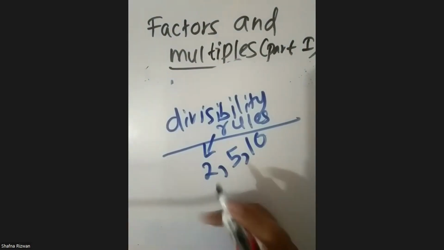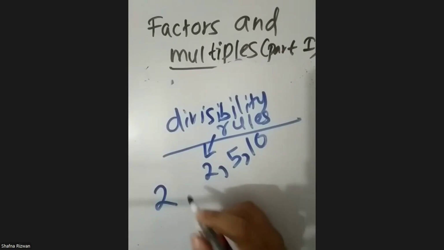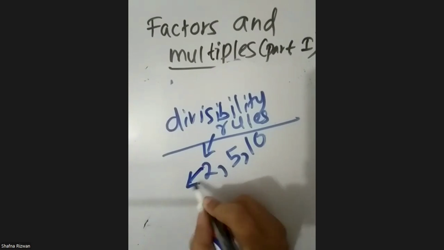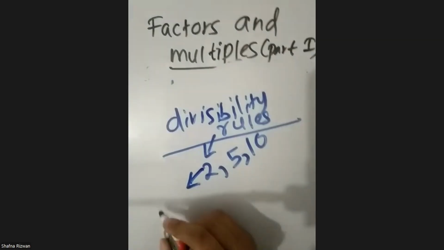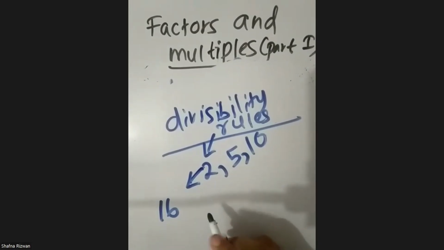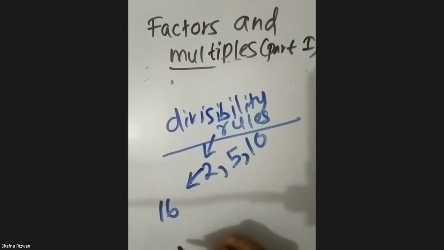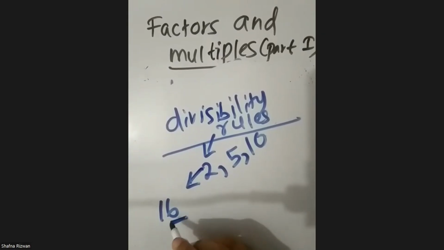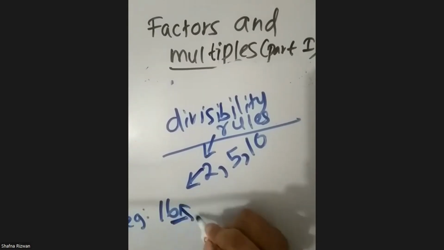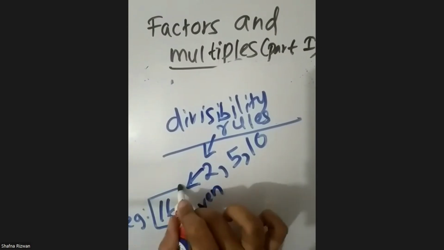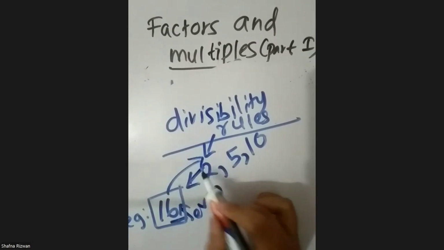Okay, so if you take number 2, and you want to find whether any number is divisible by 2, then how can you find it? For an example, I'll take 16. How can you find whether this number is divisible by 2 or not? See your last digit. Whenever you take this number and see the last digit, if it is an even number, then you consider this whole number to be divisible by 2.